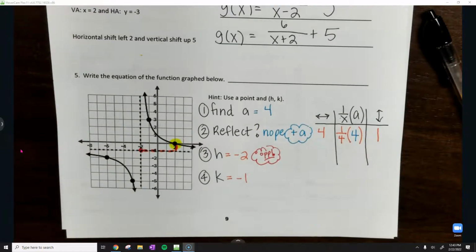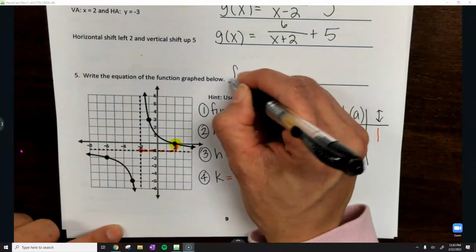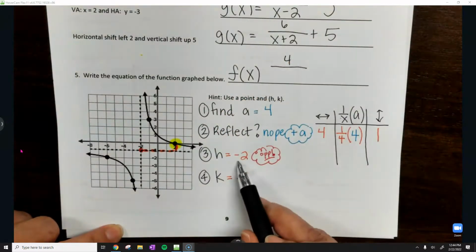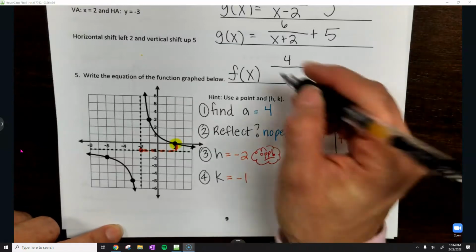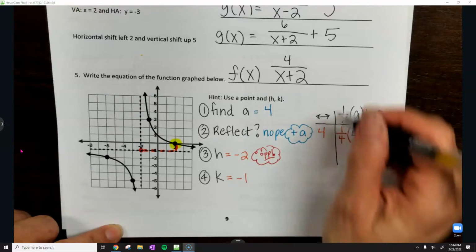That's it. So let's write the equation. Well, it said function, y'all. So let's use function notation. Put that 4 on top, and then, of course, it's going to be x plus 2 because it's opposite. And then your whole number out to the side is a -1.